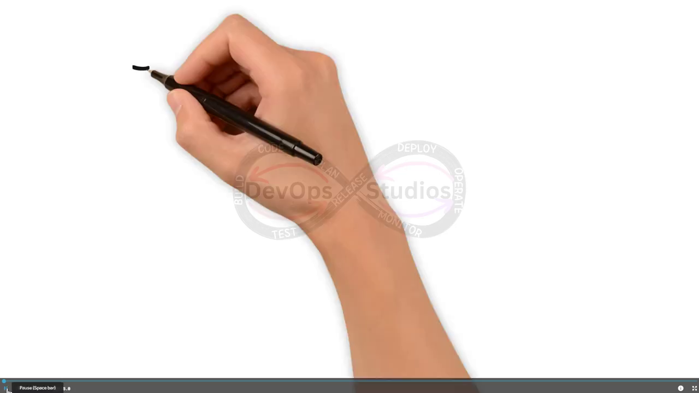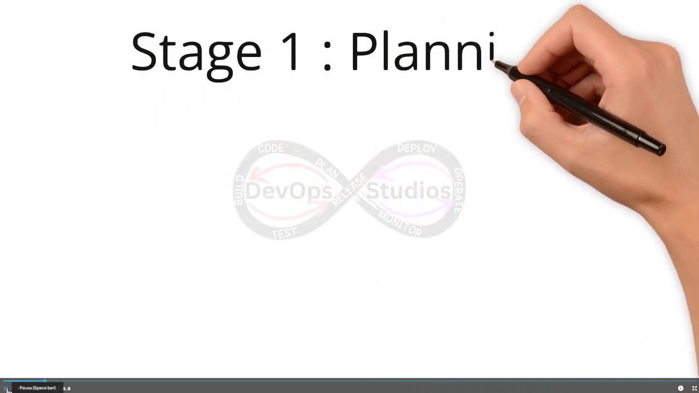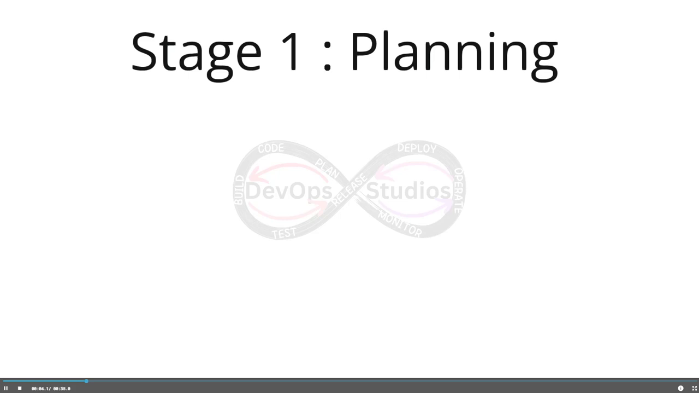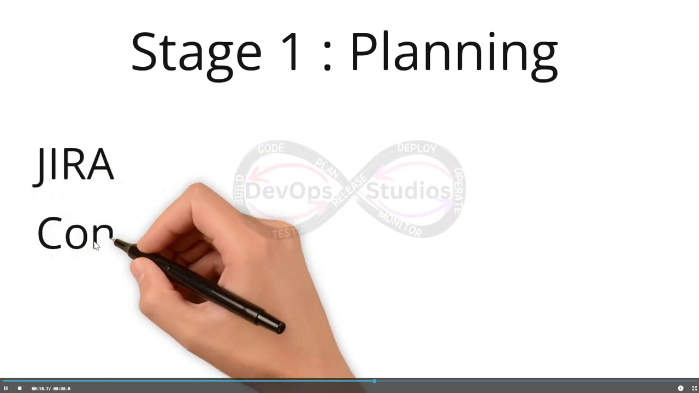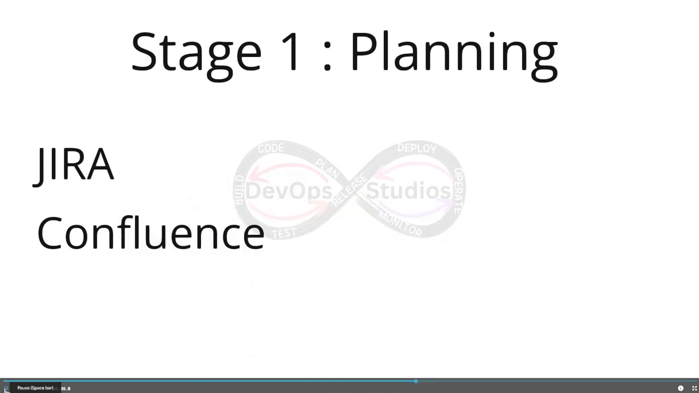So we'll start with the planning stage, stage one, where we mainly use two tools, Jira and Confluence. These are two essential tools in DevOps that are widely used to streamline project management, for team collaboration, and for knowledge sharing. I'll break down all those pointers for you, starting first with Jira.